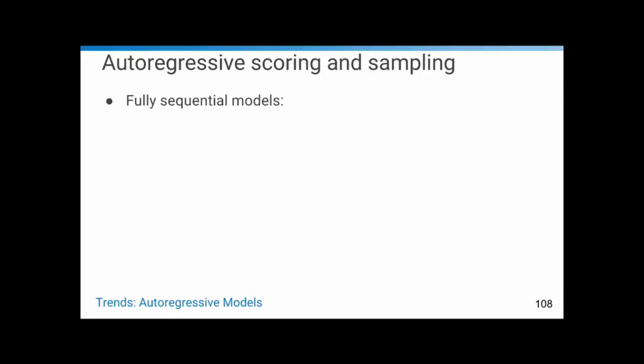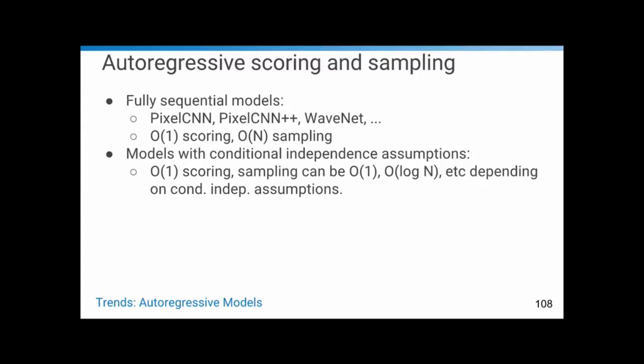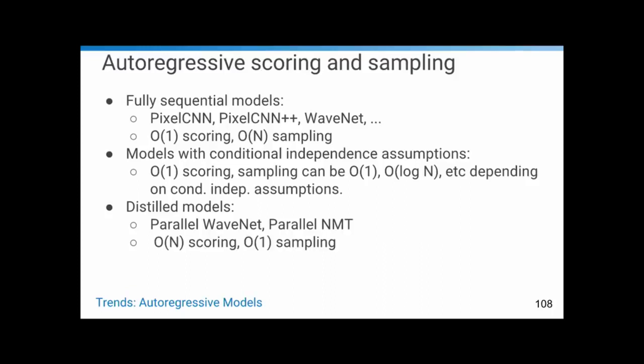To summarize autoregressive models, we talked about fully sequential models that factorize per pixel or per sample in a waveform, things like PixelCNN, WaveNet, and previous autoregressive models. They typically have very fast scoring: one network evaluation will tell you the likelihood of any image under your model, but sampling is O(n), sequential, because of the assumptions made by the model. If you make some conditional independence assumptions, you can reduce the cost of sampling to O(1) or log n, depending on how strong your assumptions are. And then the new class of distilled models can have the best of both worlds, like Parallel WaveNet or these parallel machine translation papers. They can have scoring that is more expensive, but if you don't care about scoring and you just want to sample, they can do very fast sampling. So there's a kind of duality between the simple autoregressive models and these distilled models.